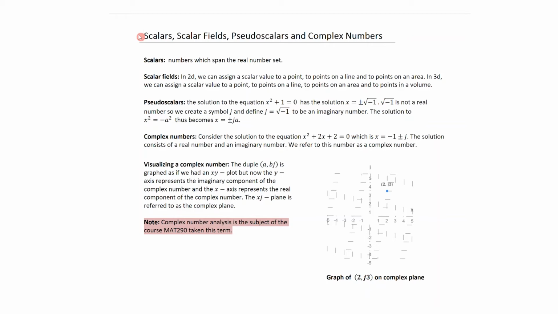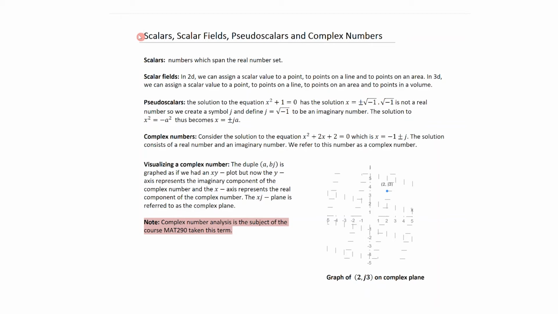All right, what are pseudoscalars? So let's demonstrate essentially how we arrive at the notion of a pseudoscalar. So I've basically included here the equation x squared plus 1 equals 0, which is a quadratic equation. And the objective is to solve for x. When I solve for x, I end up with 2 solutions, plus or minus square root of minus 1. Well, square root of minus 1 has no meaning. I mean, it certainly is not a real number.